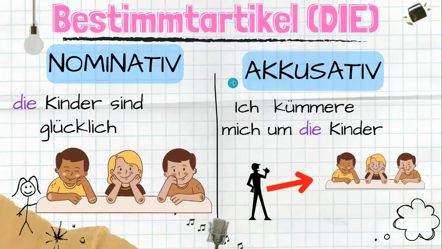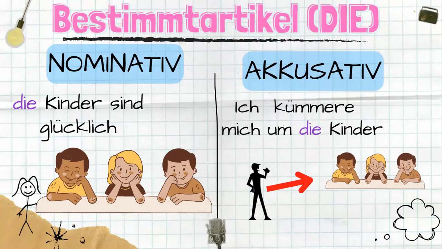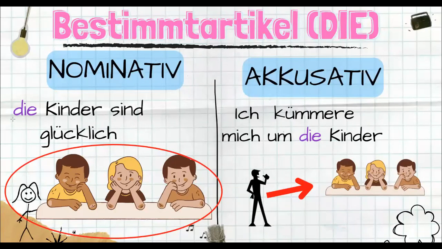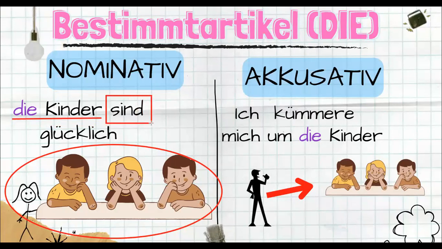Okay, so let's finish Lektion Nummer 1. Nominativ: Die Kinder sind glücklich. The children are happy. Und Akkusativ: Ich kümmere mich um die Kinder. I take care of the children. Okay, so can you see, guys? The same pattern makes things easy. We have the subject here, nominative. Why? Because we have the verb to be, sind. Die Kinder sind glücklich. The children are happy. And then we have accusative: Ich kümmere mich um die Kinder.